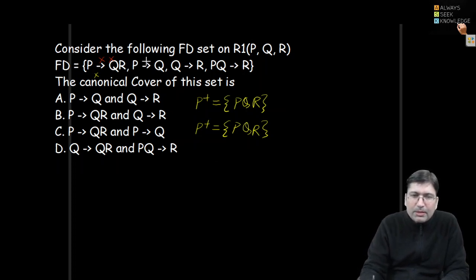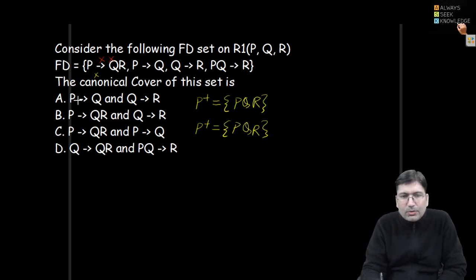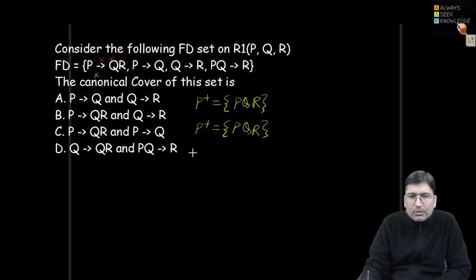Now the same thing is applicable for the other rule. We need to check this. So if you check P implies Q, because the options are given very fixed, you check whether P implies Q should be part of this. If you find the closure of P by having P implies Q, it will give you PQR.